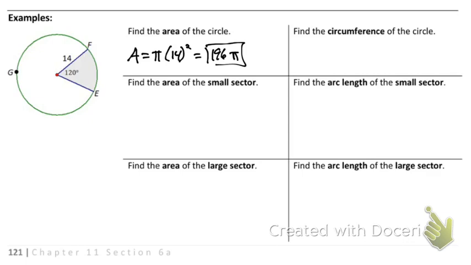What's my total circumference? Well, it would be 2 pi r, but then it would be 28. Yep. Perfect. Equals 28 pi. All right, what would the area of the small sector be? Small sector means it's going to be the smaller, the shaded in section right here. What would that area be? The area of that small sector, round to the nearest tenth.